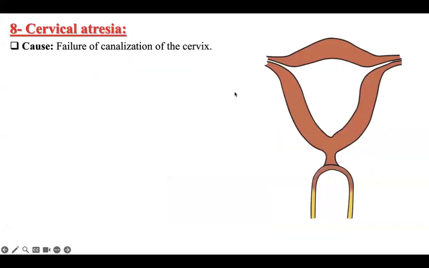Here we have what is called cervical atresia. What does it mean? In the uterus we have the fundus and body, but the cervix here is closed, although it opens in the vagina. The closed part of the cervix is named cervical atresia, which is obstruction, a failure of canalization of the cervix. Obstruction of the cervix.